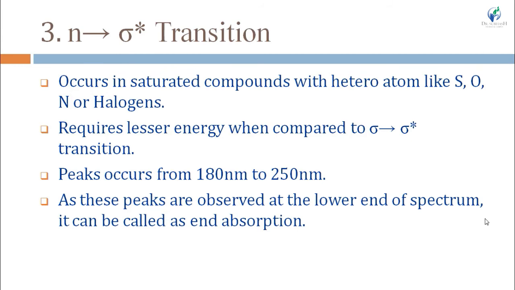Peaks due to this transition occur from 180 to 250 nanometer, and 180 means below 200 nanometer. Because these peaks are observed at the lower end of the spectrum, they are also known as end absorption.